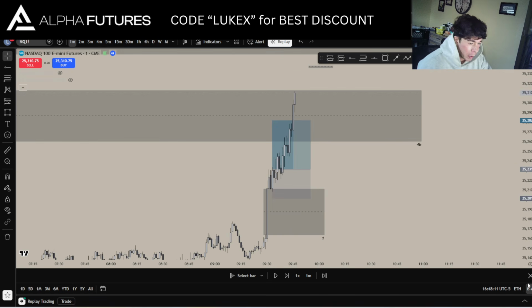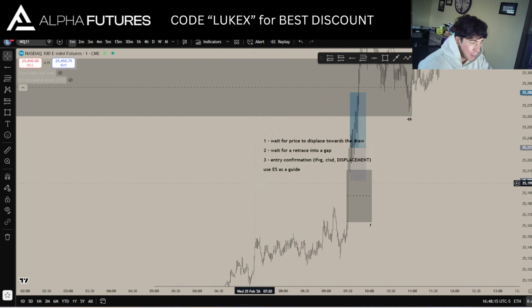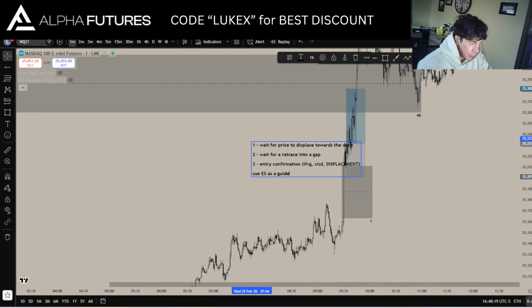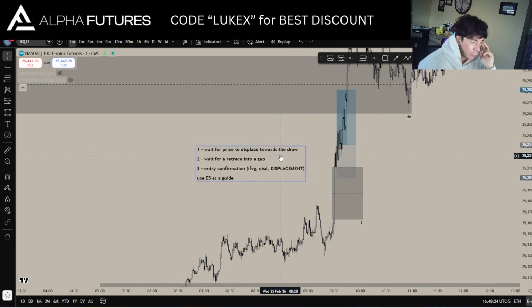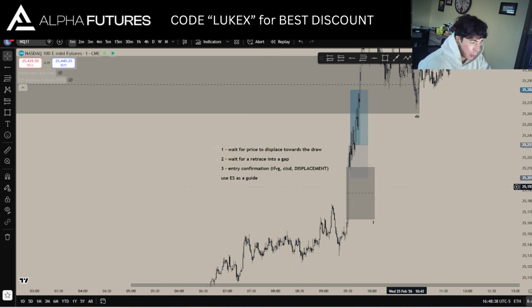Obviously, it ended up going higher after, but what I wanted to go over is this, because I feel like a lot of people are missing entries like this because they're being too picky. All I'm looking for with these continuation style trades is I'm waiting for price to displace towards the draw. Now the draw can be a session high or a session low. It could be a London high, London low, previous day high, previous day low, a 15-minute high, just important stuff. Or it can be a higher time frame fair value gap, which in this case was a 4-hour gap. You want to wait for price to displace towards it.